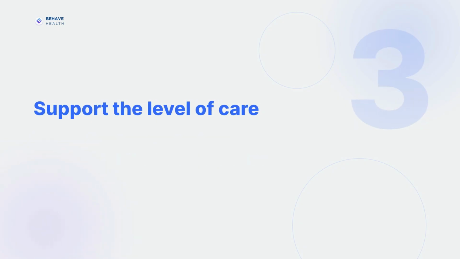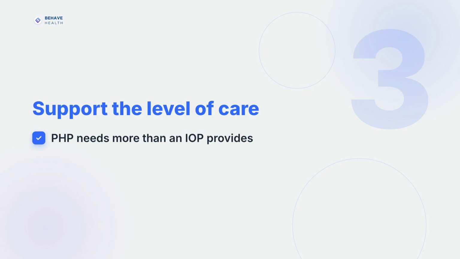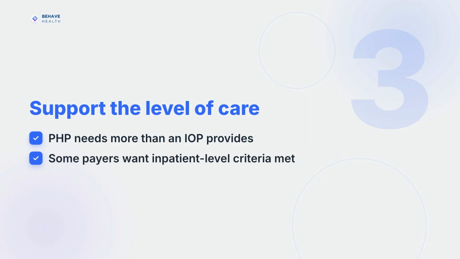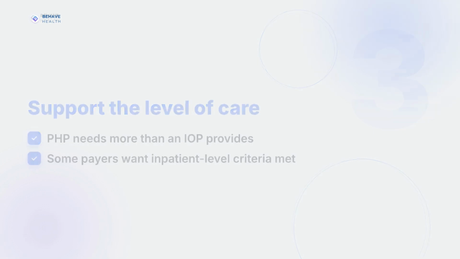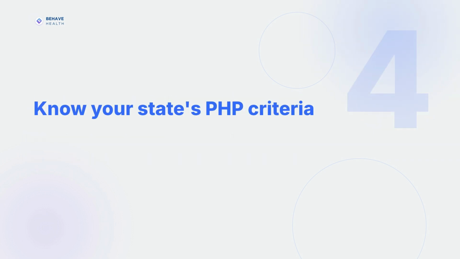Requirement 3. Document that the patient needs partial hospitalization intensity. PHP programs must demonstrate that the patient requires more intensive service than an intensive outpatient program provides. Some commercial payers require documentation that the patient meets inpatient-level criteria but can be safely managed in a less restrictive setting.